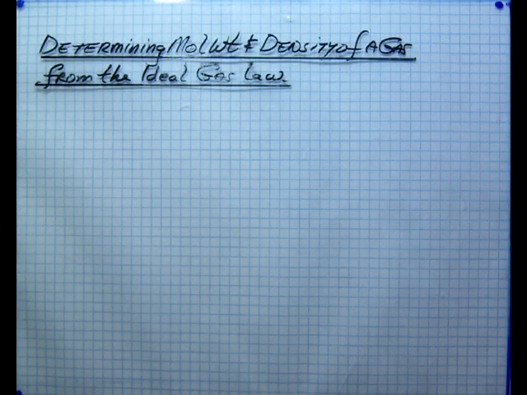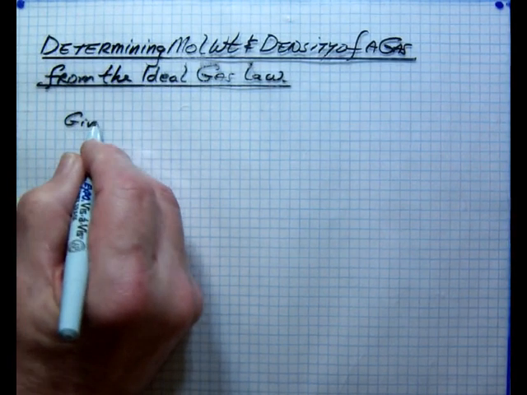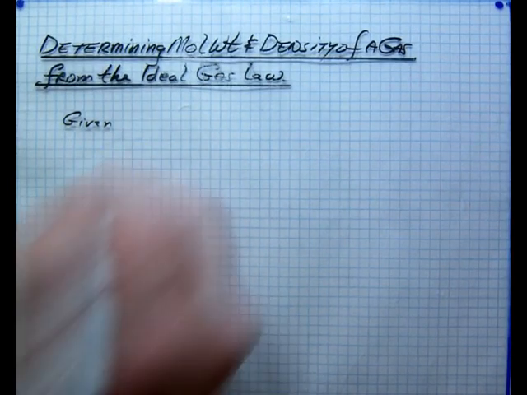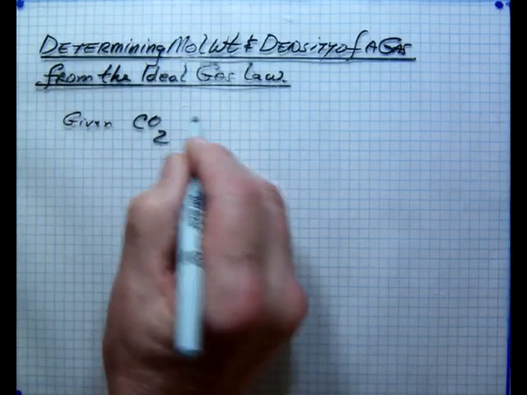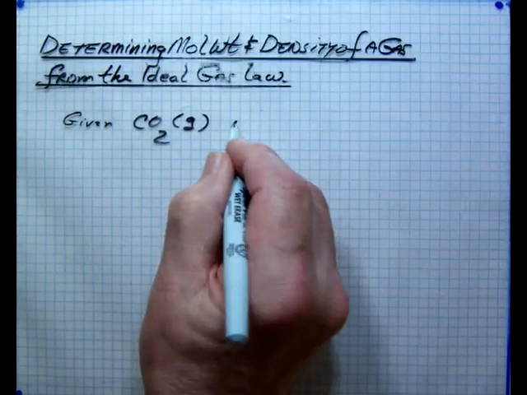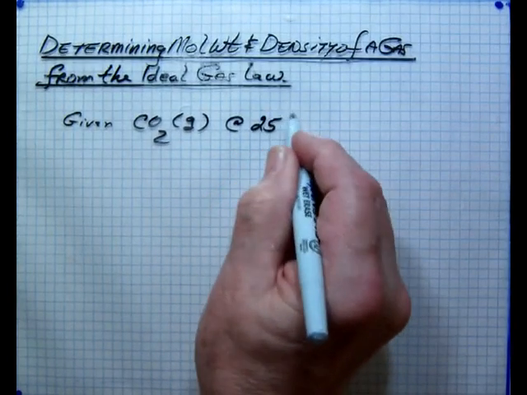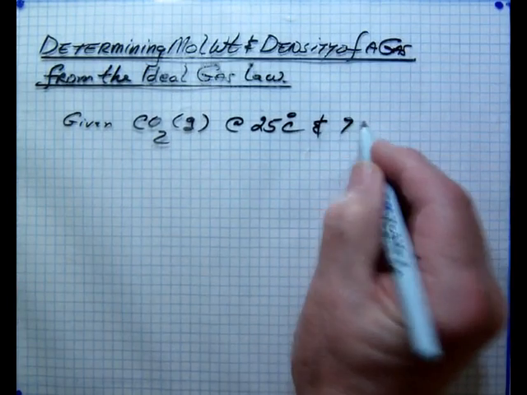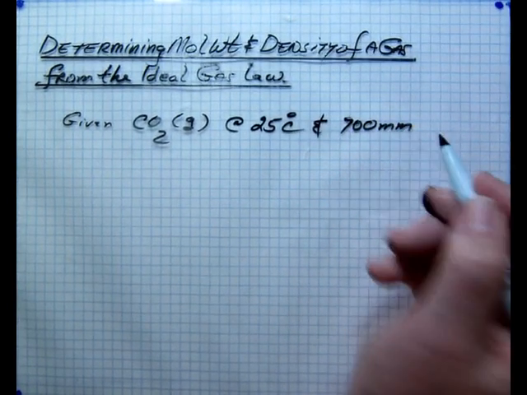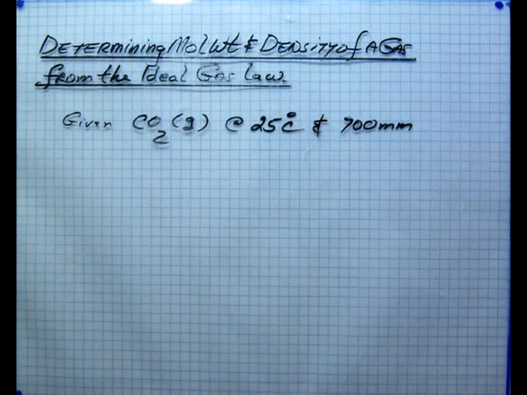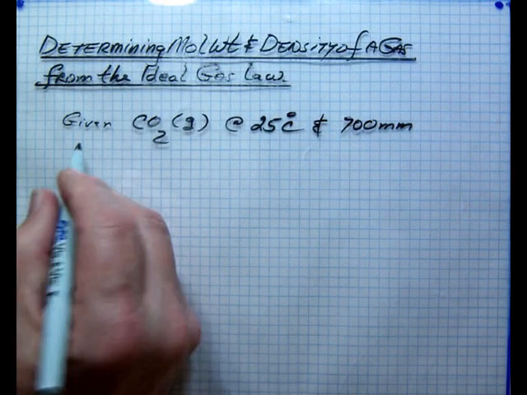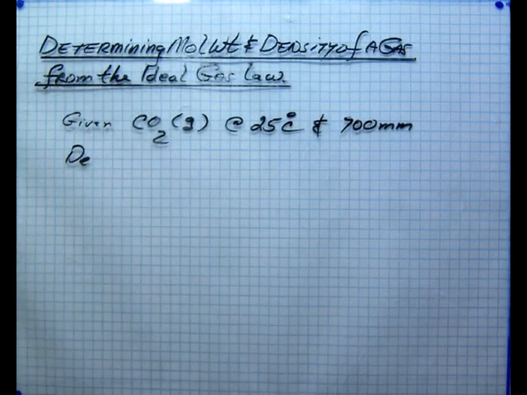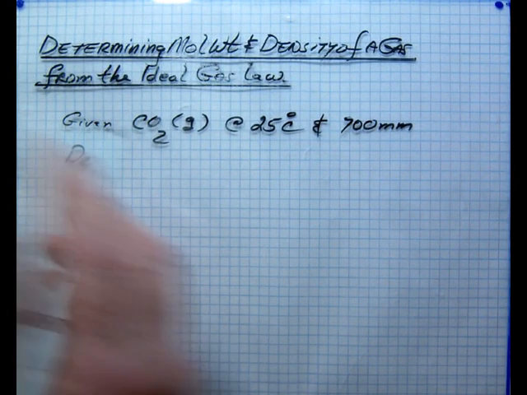Let's say you're given CO2 gas at 25 degrees Celsius and 700 millimeters of pressure. Determine the density that the CO2 would have under those conditions.